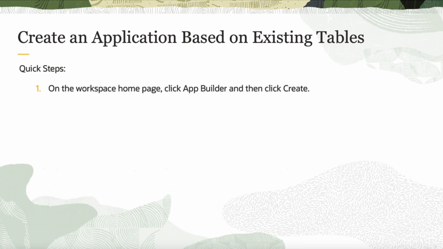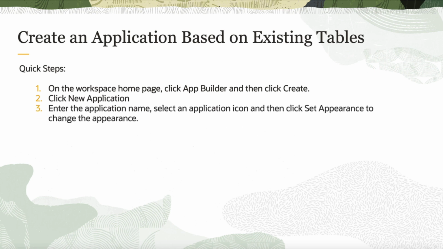In the first step, you log into your Oracle Apex workspace and then click App Builder, then click Create. Click New Application and then enter your application name. Select an application icon and then click Set Appearance to change the appearance of your application. Save the changes to your application's appearance.